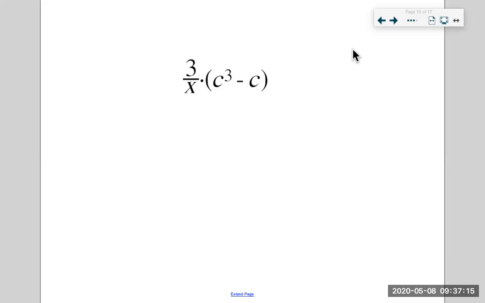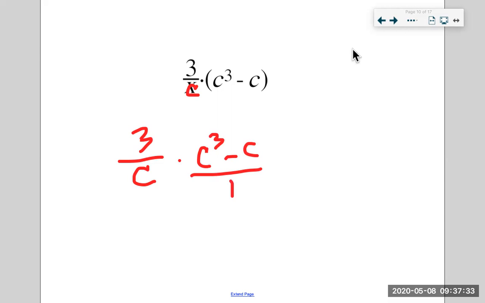Wow, I really did have trouble with these variables, didn't I? So we're going to, instead of x here, we'll call that a c. Wow, sorry about that. So we have 3 divided by c times the quantity of c cubed minus c, which we could write as a rational number over 1, right? So I'm thinking we need to factor c to the third power minus c by factoring out a c. And that leaves us with c squared minus 1, which is the difference of squares.